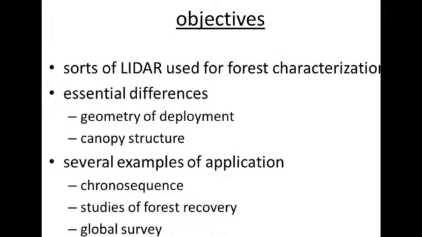To learn something about how forests change in time, we use a sequence of forests of the same kind but of known ages. We call that a chronosequence. We have a study of forest structure response to a recent logging event. And then finally, I'll talk about the global survey that Martin alluded to. And again, I'm going to concentrate on the differences and similarities.